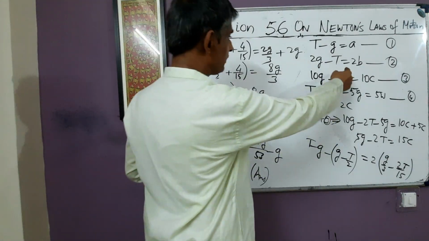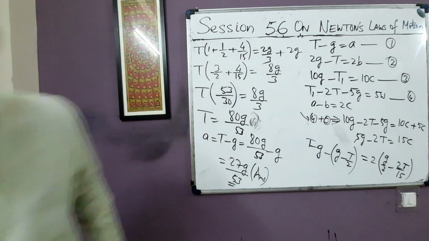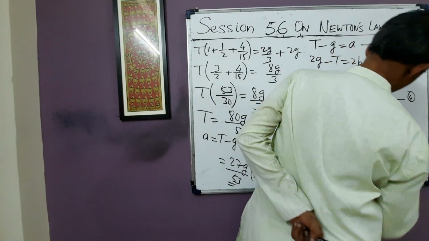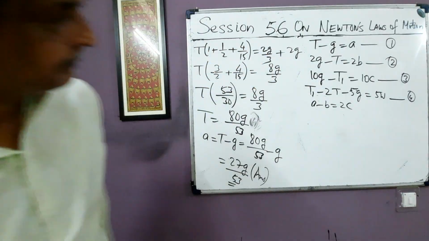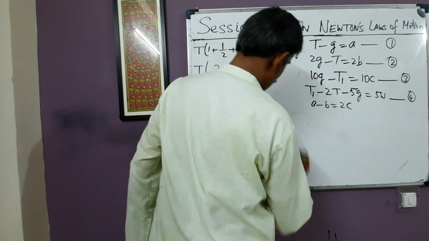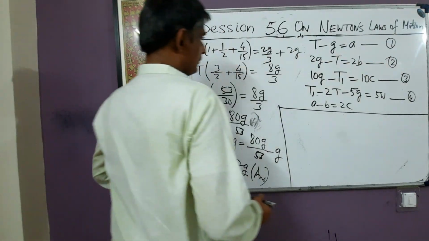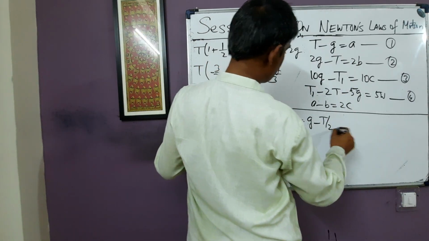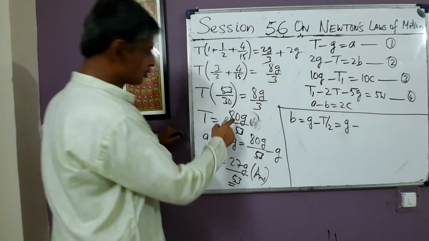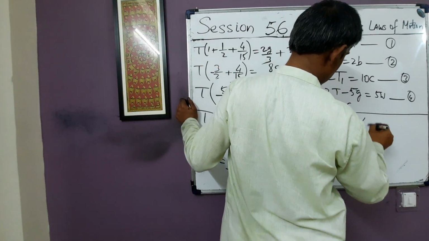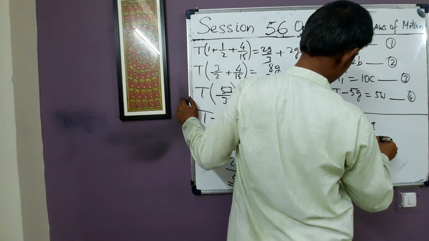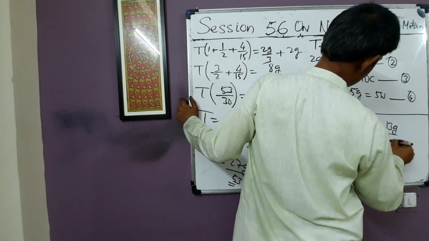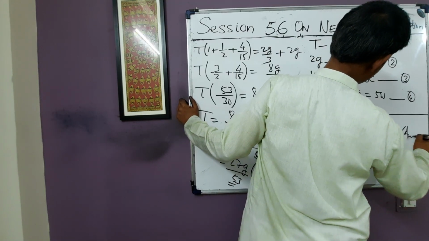Now B, what we have to do? We get B from this equation. B is G minus T by 2. Now T by 2 is what? 40G by 53. So 40G by 53 gives 13G by 53. This is the answer to part B of the question.